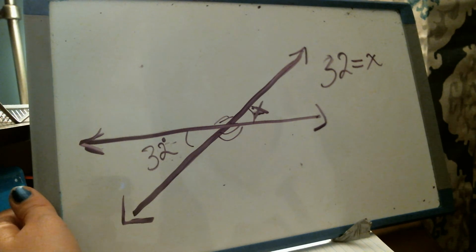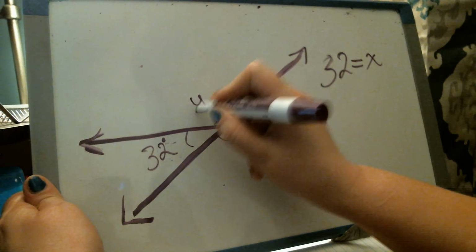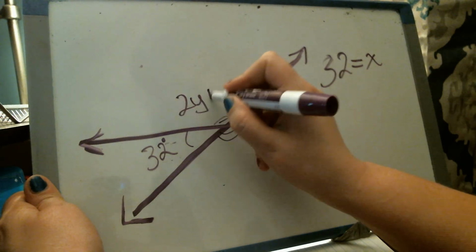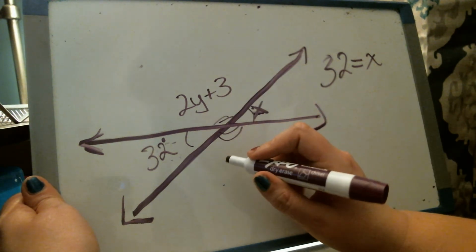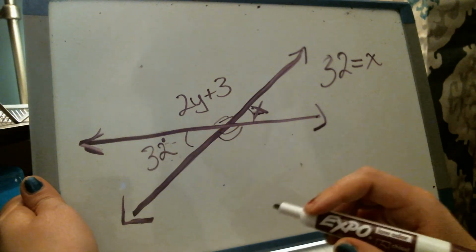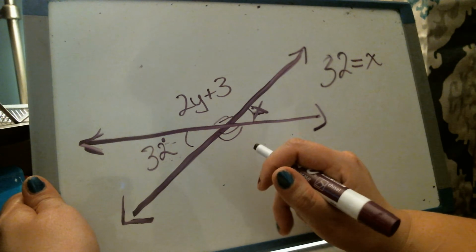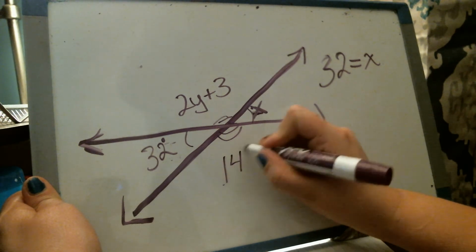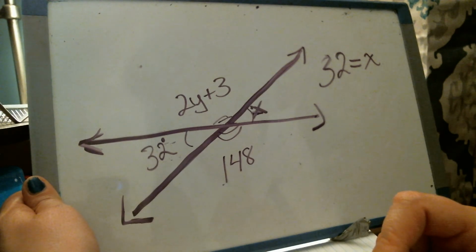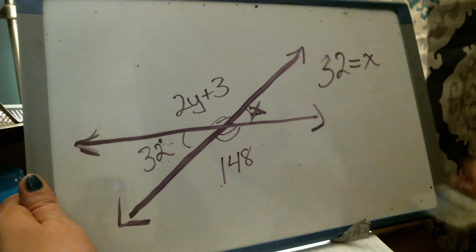It's pretty much straightforward. All right, well, just for fun, let's go ahead and make this one, I don't know, 2y plus 3, and we'll make this one, well, I mean, if that's 32, then this has to be, what? Dang, wish I could think. 148. Okay? Does that sound right? Yeah, because 2 more makes 50. Yep, this is good.